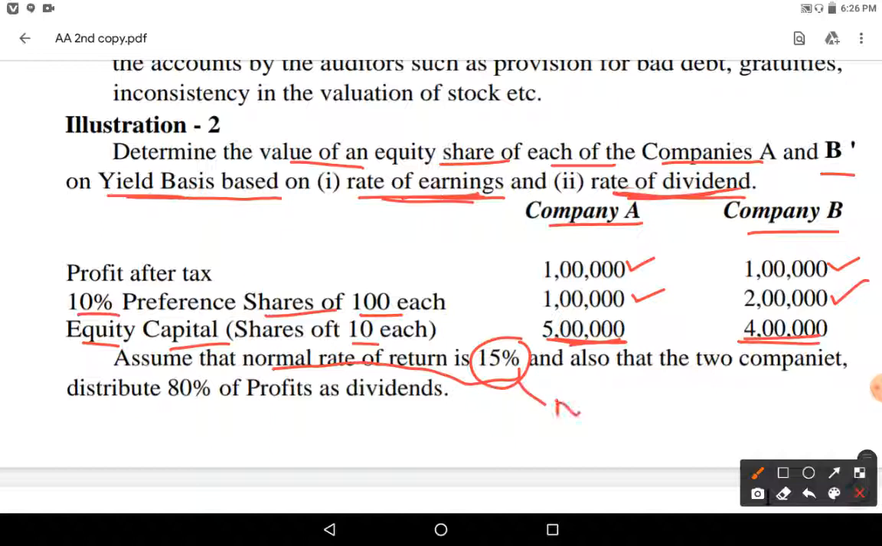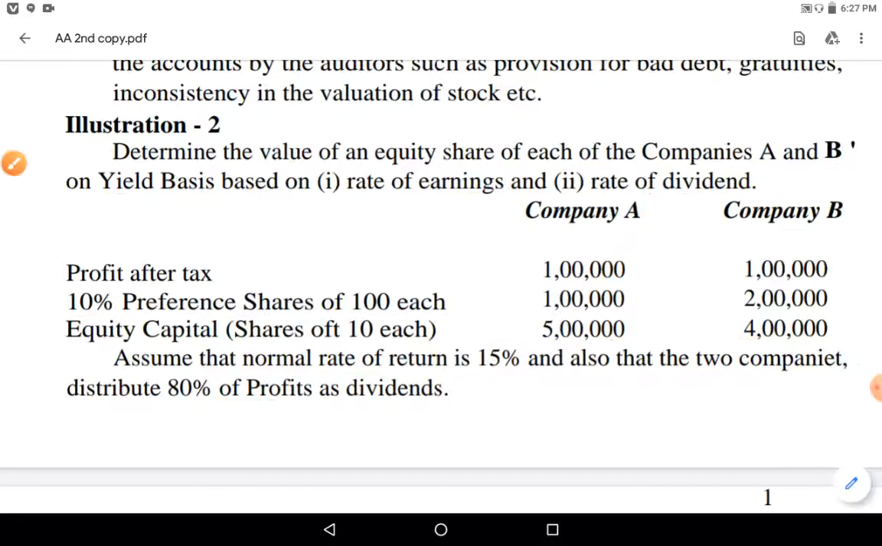that is NRR, we call. Also, the two companies distribute 80% of profits as dividends. This 80% of profits will be used for the rate of dividend method, not for the rate of earnings method. In the first method it is in no way concerned; in the second method that will be useful. So let us see the answer relating to it.